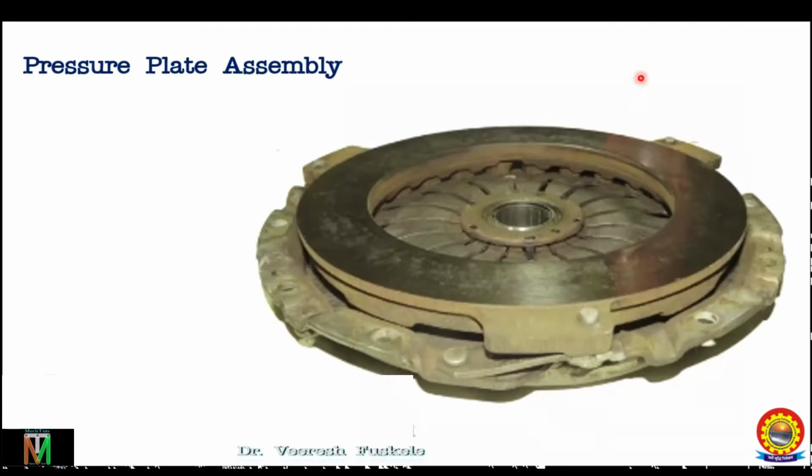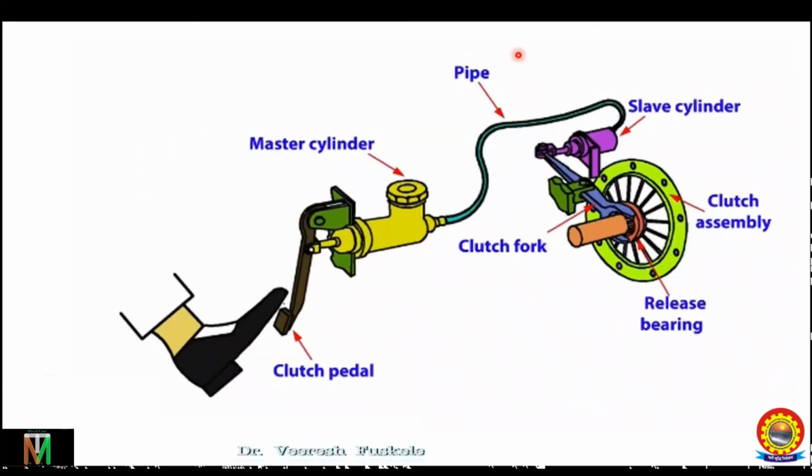This is the pressure plate assembly. The force is applied at the center by the release bearing, and you can see this is the shape of the fingers. When we are pressing this in the downward direction, the other end of the spring is pulled up. This is causing the disengagement. This is how the actuation takes place.